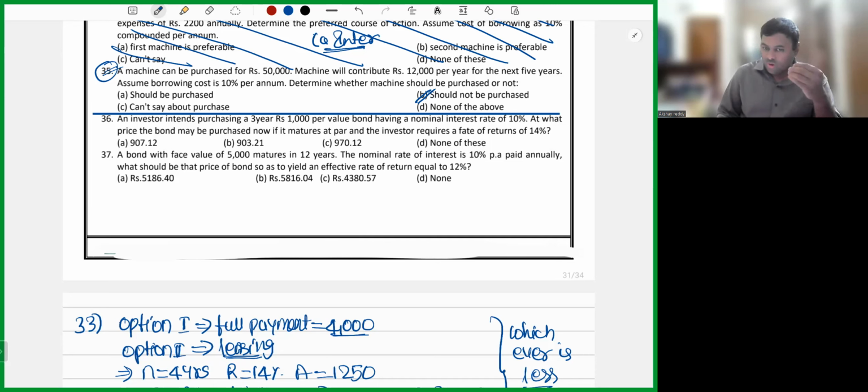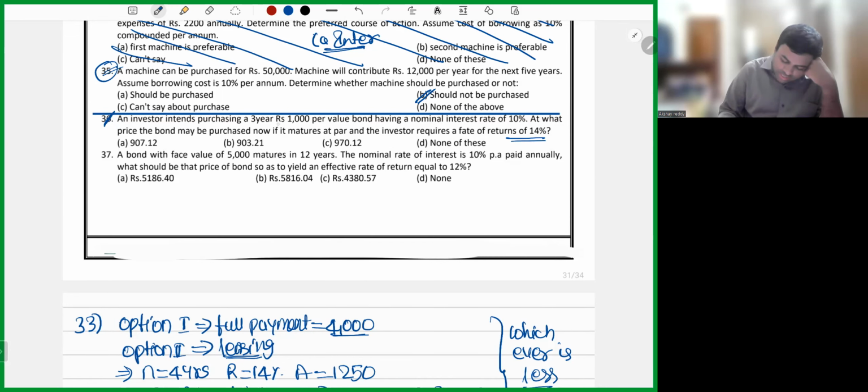When you go to your Intermediate, foundation is not the ultimate goal, right? Becoming CA is your ultimate goal. So there all your confusion gets cleared. Now let me teach you question number 36. An investor intends purchasing the 3-year 1,000 par value bond having a nominal interest rate of 10%. At what price must the bond be purchased if it matures at par and it requires a return of 14%?